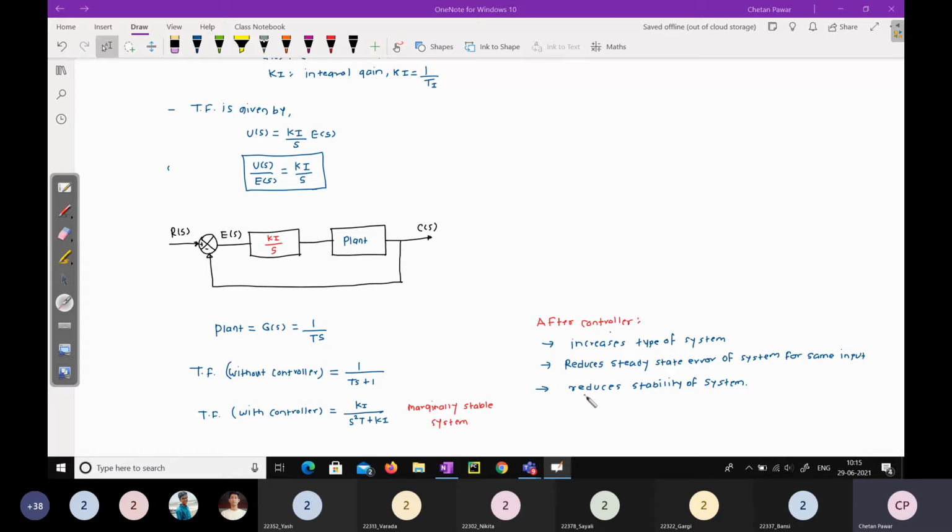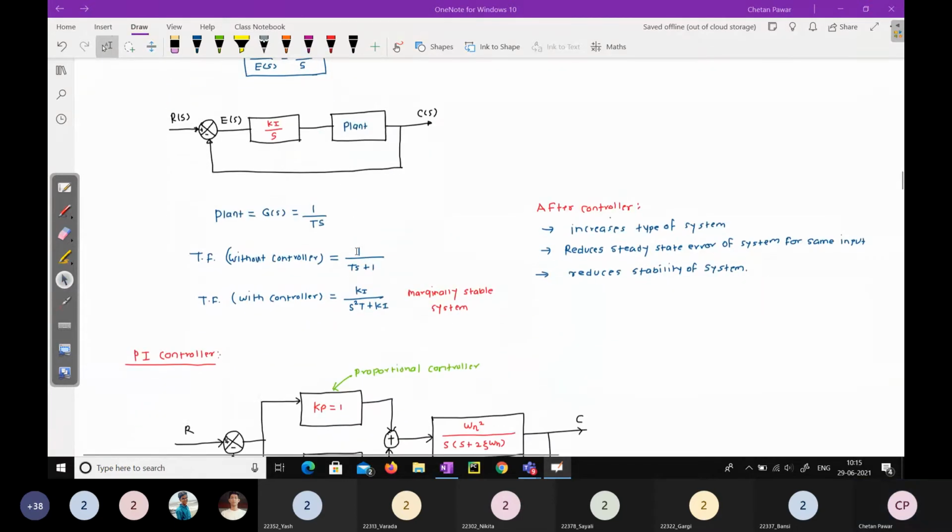So we can say that it reduces the stability of the system. After inclusion of this particular controller, it decreases the steady state error, but it reduces the stability of the system. So that is a disadvantage of this particular integral controller.